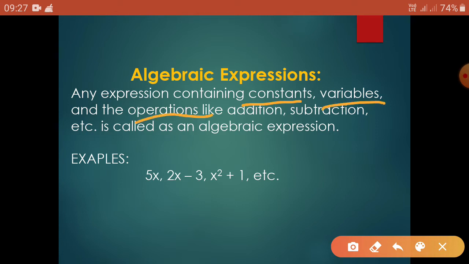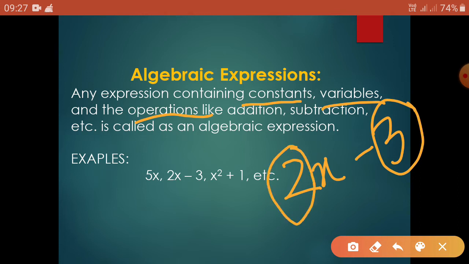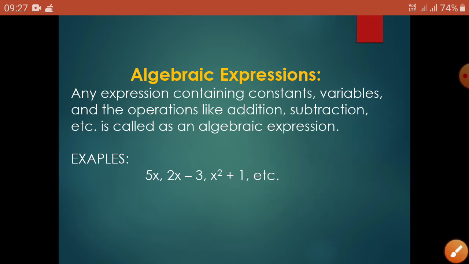If we take one example from here, that is 2x minus 3. Constants means this value. This value is known as the constant. So here 2 and 3 are the constants. And variable means x. If there is anything unknown, then it is known as the variable. And the value is known as the constant. Got it? Go to the next slide.